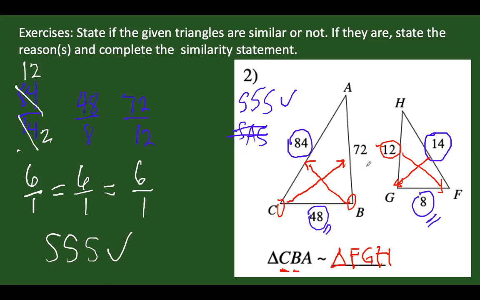So therefore, since these two triangles are similar, we could say that the similarity statement is triangle CBA is similar to triangle FGH by virtue of the SSS similarity theorem, or the side-side-side similarity theorem. Okay, and I hope it's clear. And let's move on to the next example. Try to answer the problems by pausing the video and check whether you'll get the same answer as mine.